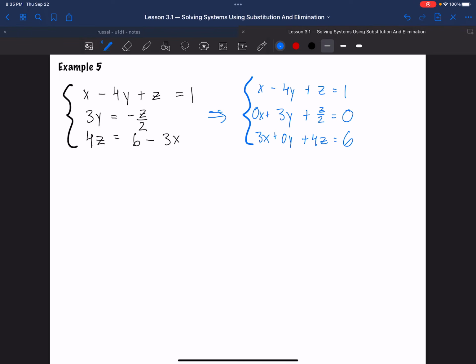You can fill those gaps in because really there's just no x's there, there's no y's there, so this has a coefficient of 0. I'll leave it blank, but you're totally welcome to do that if you don't like that blank space.